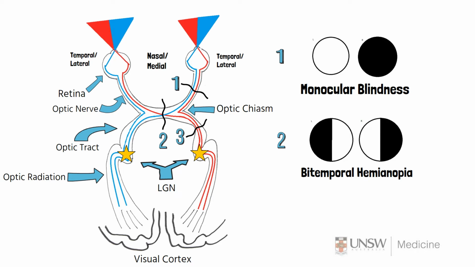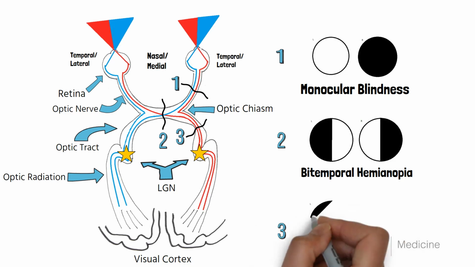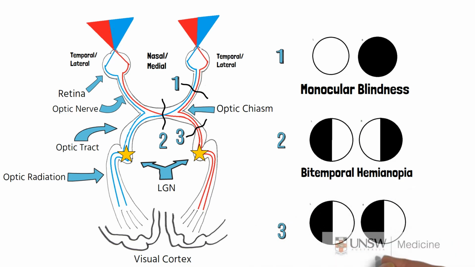information from both eyes will be affected. In this case, the right optic tract has been affected, including nasal fibers from the left eye and temporal fibers from the right eye. This corresponds to a visual field defect in both eyes on the contralateral side, in this case, the left side. This is called homonymous hemianopia. Homonymous just means on the same side.